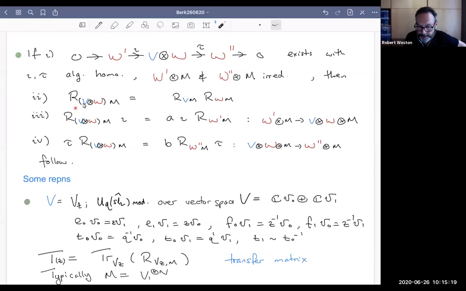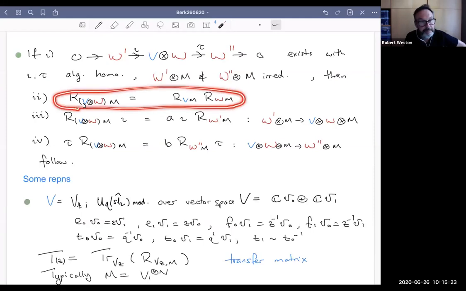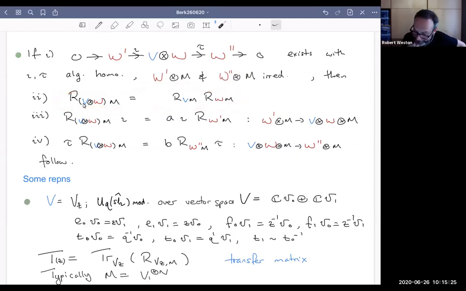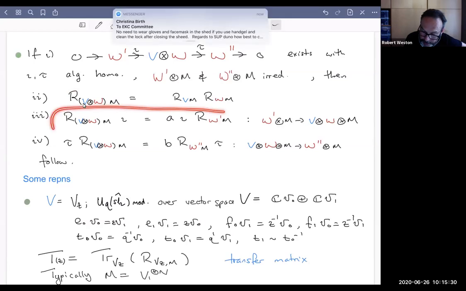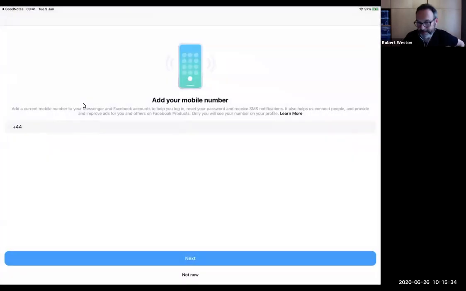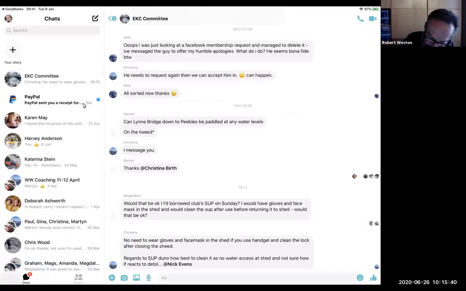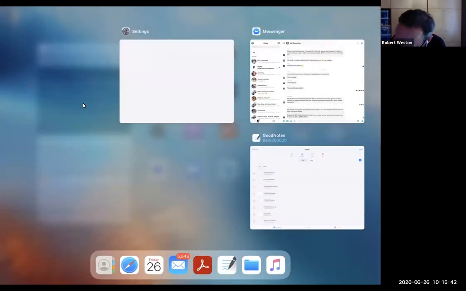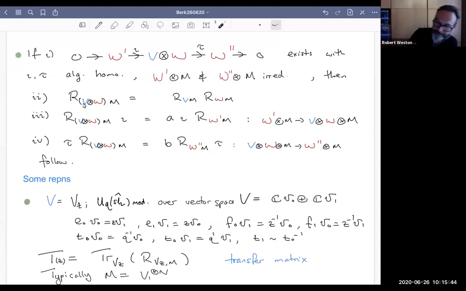Because of this property of the universal R matrix, I immediately get this out. And these are conditions that I also needed for the fusion. Sorry, oh no, that was a disaster. I pressed something and it's connecting me to Facebook now. Why did it do that? I thought I'd switched everything off, but I didn't switch Facebook off.